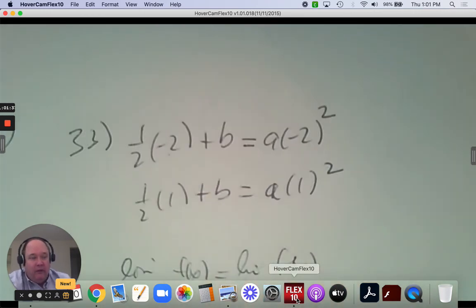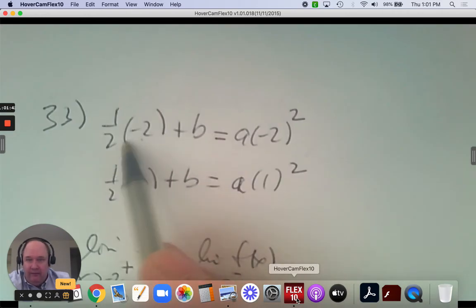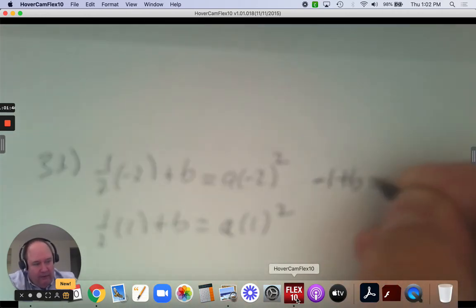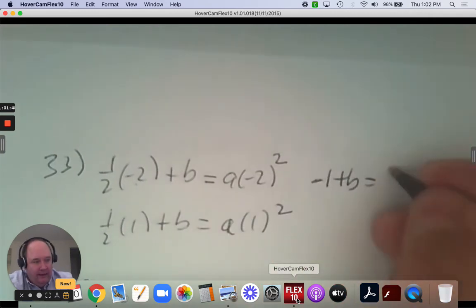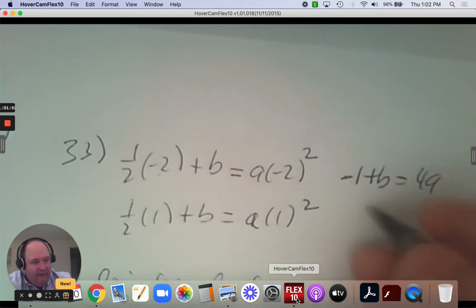If the right side equals the left side, this is what we're showing for continuity. So we have two equations and two unknowns. On the left, 1/2 times -2, that's -1 plus b. On the right is 4a. On the left here, this is 1/2 plus b.